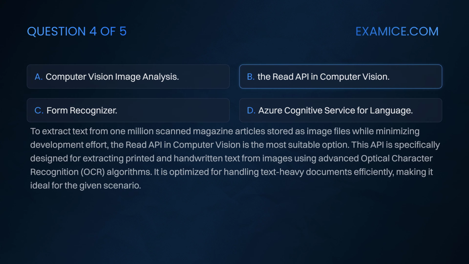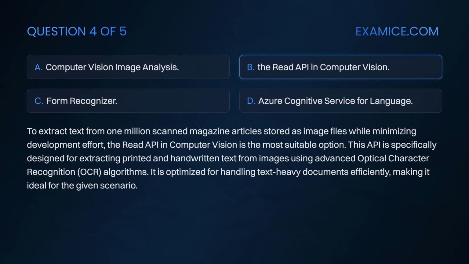To extract text from 1 million scanned magazine articles stored as image files while minimizing development effort, the Read API in computer vision is the most suitable option. This API is specifically designed for extracting printed and handwritten text from images using advanced optical character recognition algorithms. It is optimized for handling text-heavy documents efficiently, making it ideal for the given scenario.